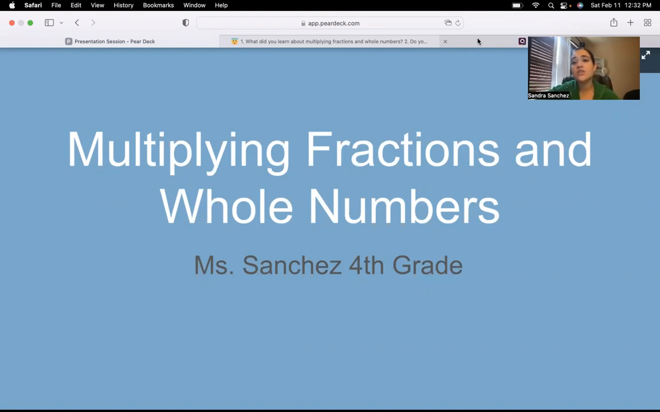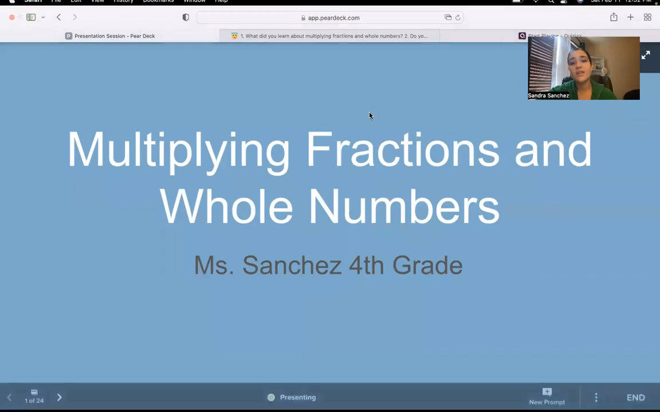The lesson should take about 60 minutes long. After this lesson, students should be able to multiply whole numbers by fractions. They should be able to do this by using model representations and equations. They should also be able to understand the relationship between models, multiplication, and repeated addition.